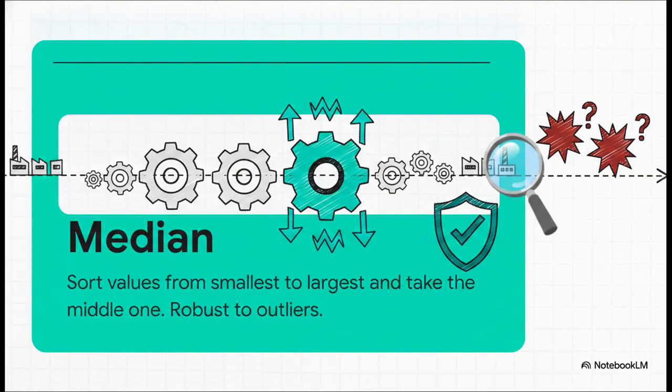But wait, what if we want to ignore those wild extreme outliers? That is exactly where the median comes in. To find the median, you just line all your values up in order, from smallest to largest, and pick the one sitting right smack in the middle. Half the data is above it, half is below it. It is incredibly robust. It doesn't care how ridiculously far away the extreme values are, it only cares about the order.